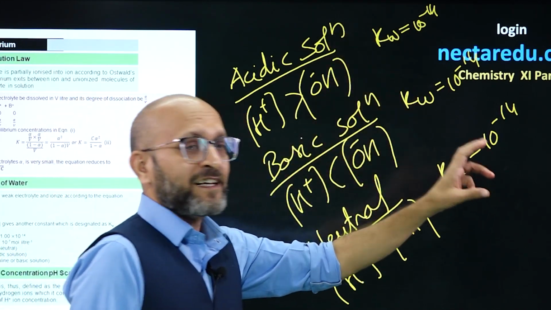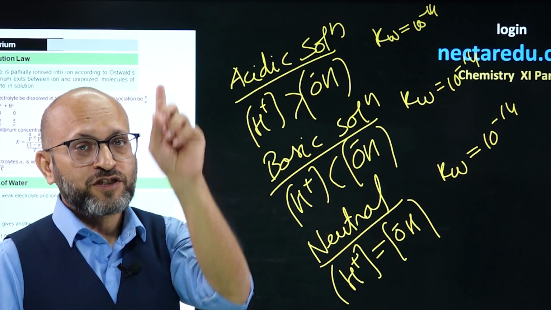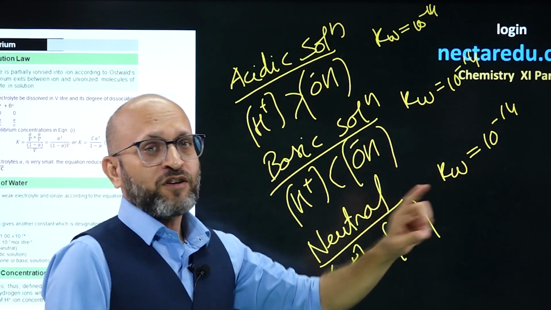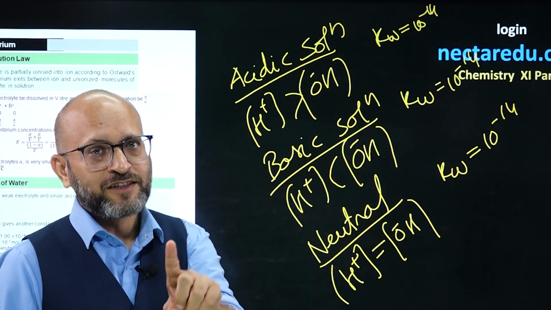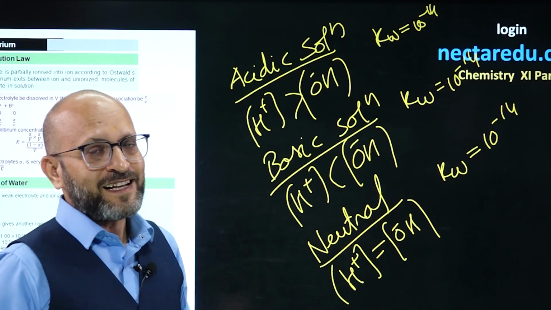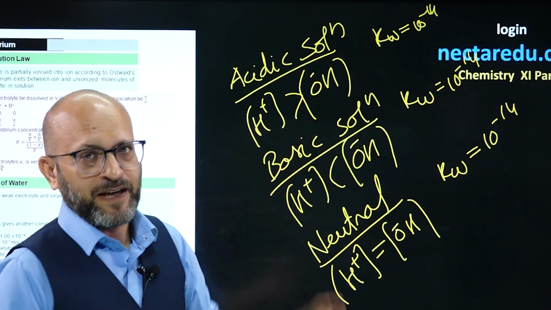So the ionic product is a constant, a dissociation constant or equilibrium constant, you can call it. It only depends on temperature. It does not change whether the solution is acidic, basic or neutral, right? So this is an interesting point you should keep in mind.